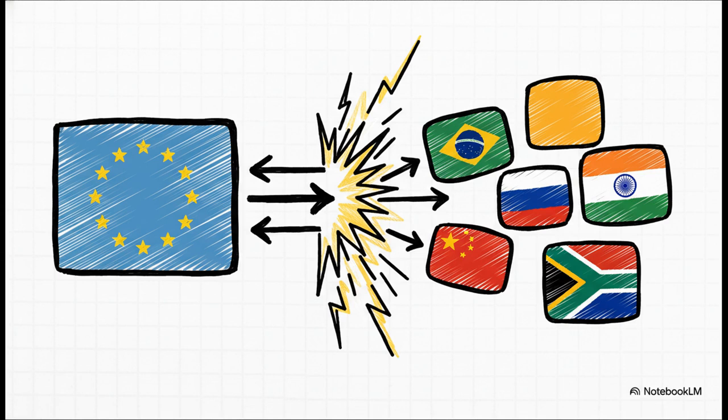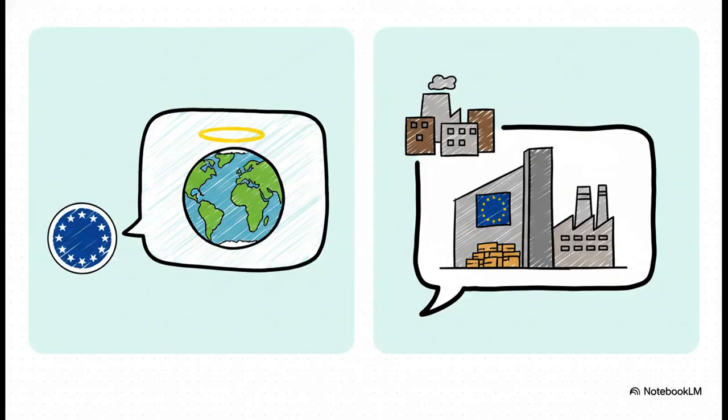Countries like India, China, Brazil, South Africa, the big emerging economies are pushing back, and they're pushing back hard. For them, this isn't about saving the planet. It's about Europe pulling up the ladder behind them. And this is where you really see the two stories clash. The EU's frame is all about global climate responsibility. But from the BRICS perspective, this looks a whole lot like neo-protectionism. Basically, they're saying the EU is using climate as a cover to unfairly protect its own industries.